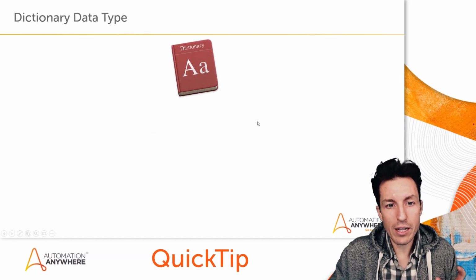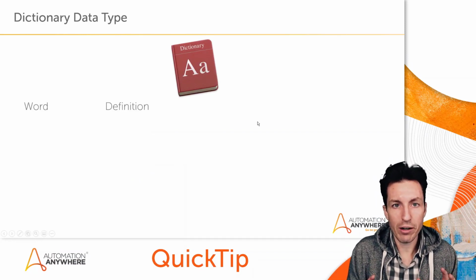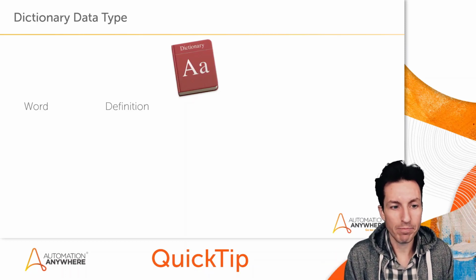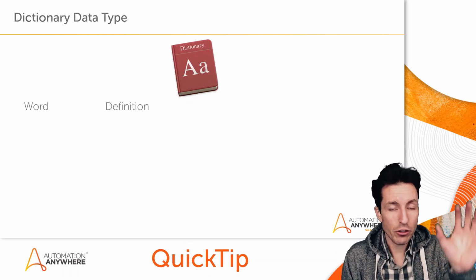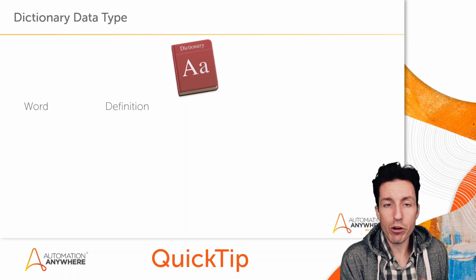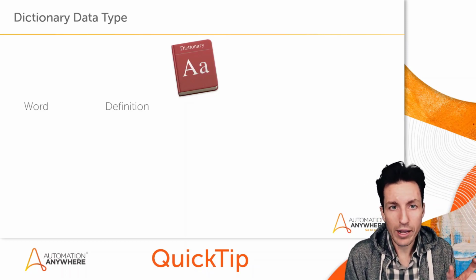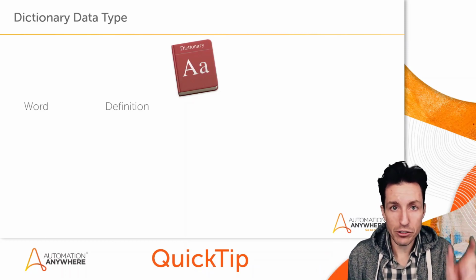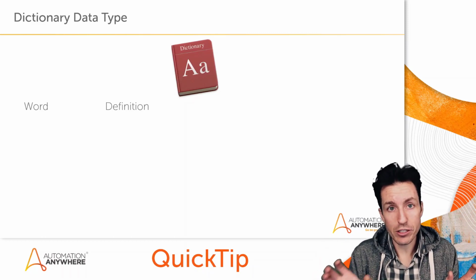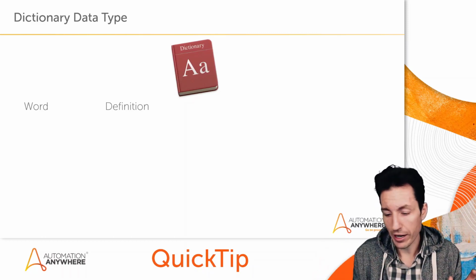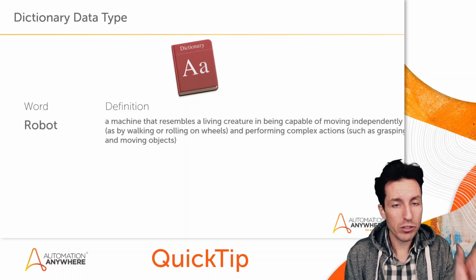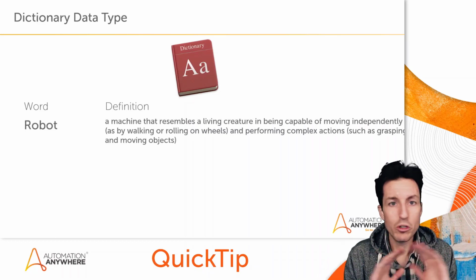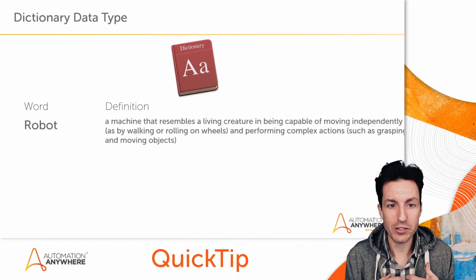To understand this, let's think about an actual dictionary, right? The paper dictionary that maybe we still have in our house, but probably not. In a dictionary, there's a bunch of words, right? I would go to a dictionary, look up a word, and get the definition. Each word in the dictionary is unique. There might be one or more definitions, but I would look for a word and see the definition. So if I looked up the word robot, I would get the definition of a robot. Super obvious. That's how dictionaries work. We all understand that, right?